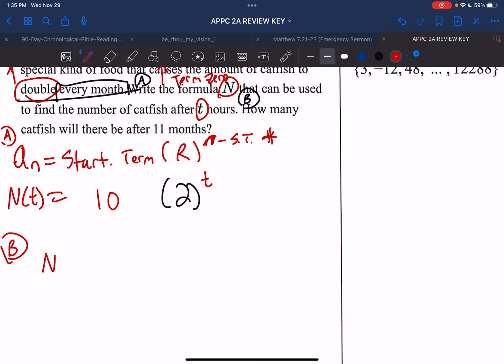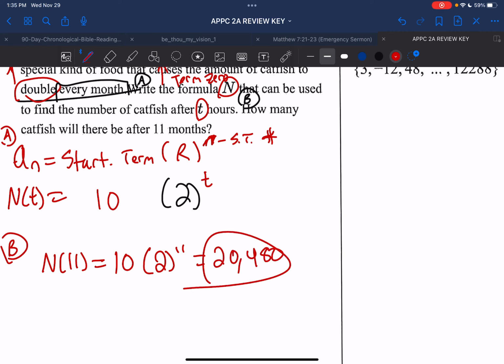And then for part B, how many catfish will there be in 11 months? Well, it just wants N of 11. So 10 times 2 to the 11th. Just type it in your calculator. These catfish are going to outgrow this pond pretty quick, it seems like. 2 to the 11th. Yep. So there will be 20,480 catfish after 11 months.